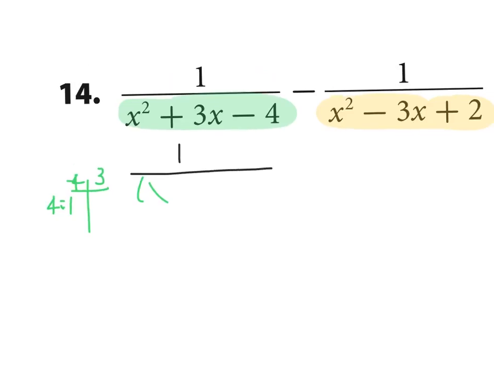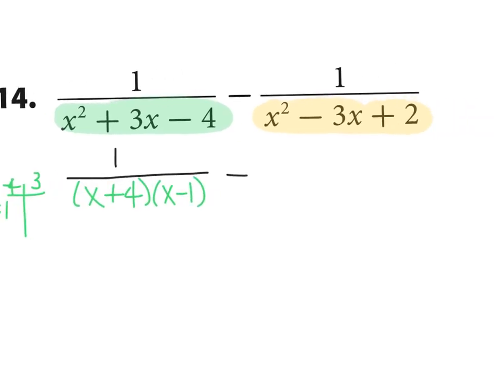So this factors to x plus 4 times x minus 1. And then we have minus 1 divided by, and we've got to factor x squared minus 3x plus 2. So again, make my t-chart. And we have +2 as my product, -3 is my sum, so my numbers would be -1 and -2. So x minus 1 times x minus 2.